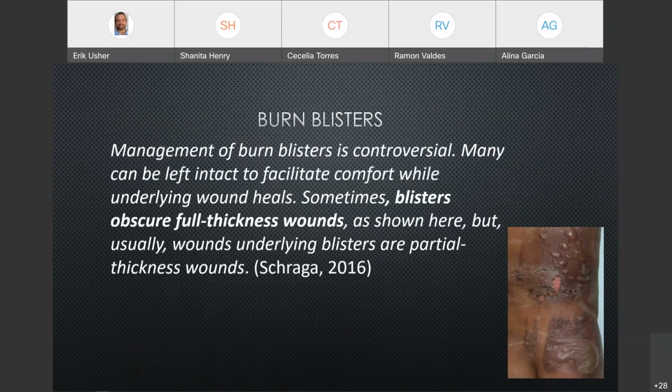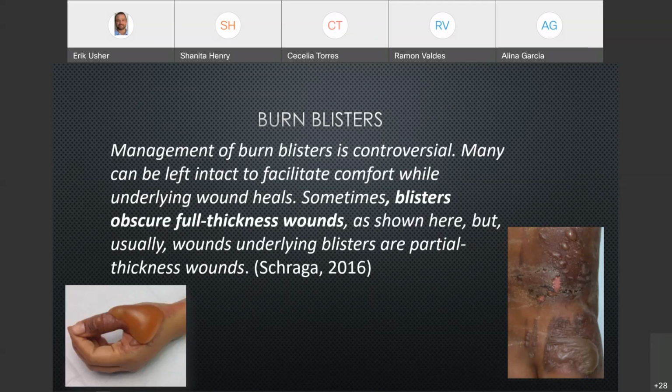Let's talk a little bit about blisters, because that's the controversial thing with burns. The management of blisters is controversial because they can be left intact to facilitate comfort while underlying tissue heals. And if anybody's ever had a blister and it tears open, even wind makes that thing hurt. So you can imagine if it's a very large blister. On the other hand, it may obscure full-thickness wounds and need to be opened up to facilitate healing. So again, there's no right or wrong answer with these. It depends on the individual patient. There's another large blister that would most likely be better left intact because that's going to be very tender underneath there.